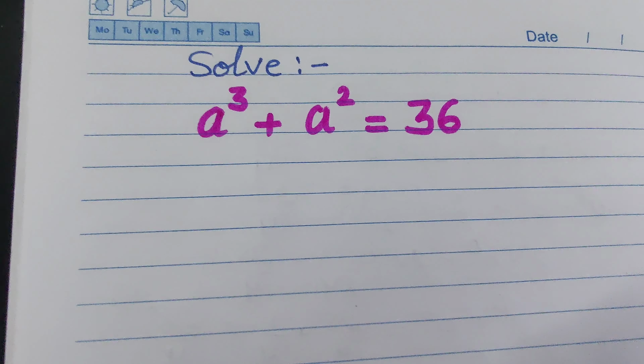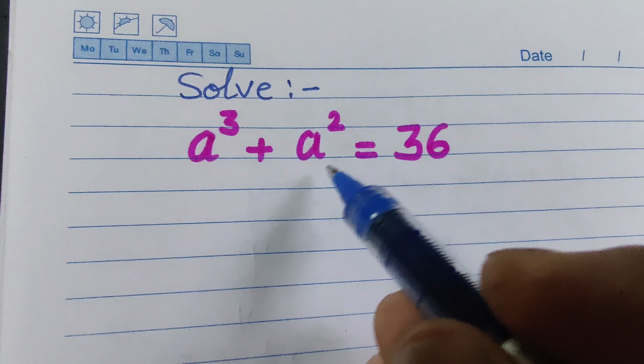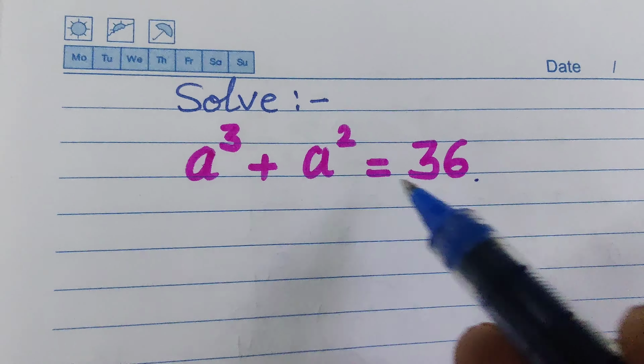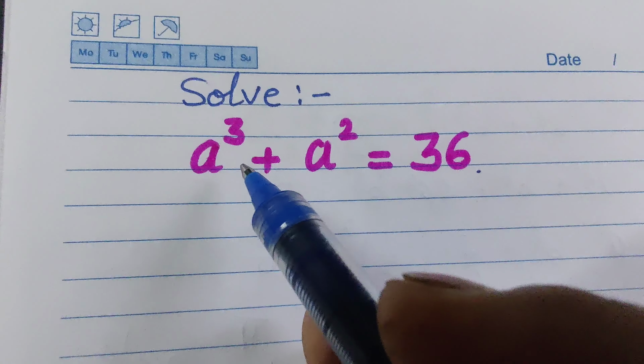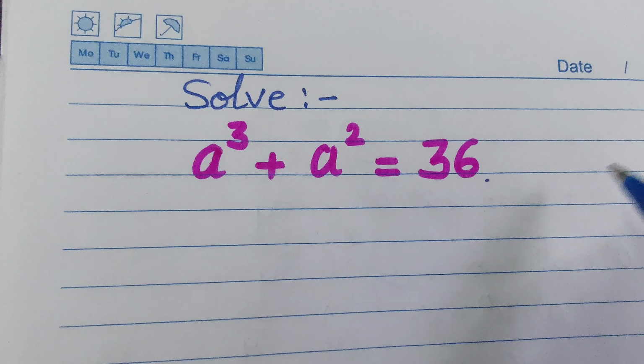Solve the following cubic equation. Okay, the cubic equation is this: a cube plus a square equal to 36. Okay, in this we will check by the remainder theorem what the first factor will be.